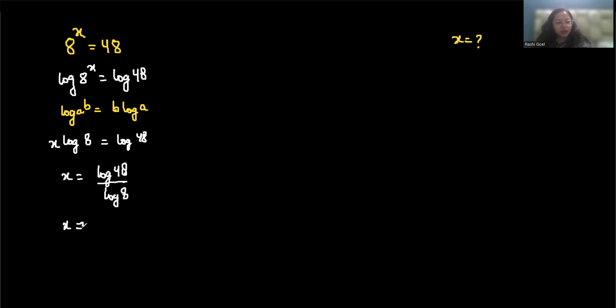x is equal to log 48, which is approximately 1.6812, divided by log 8, which is approximately 0.9031. So, x is approximately 1.860. I hope it's clear and you find it useful.